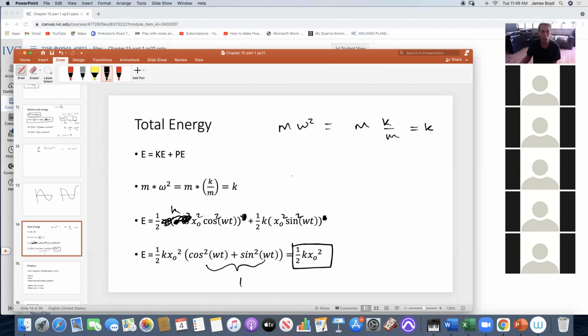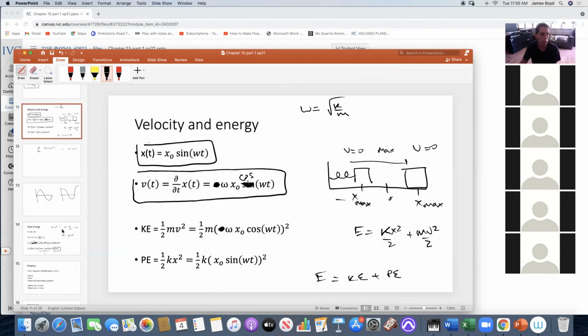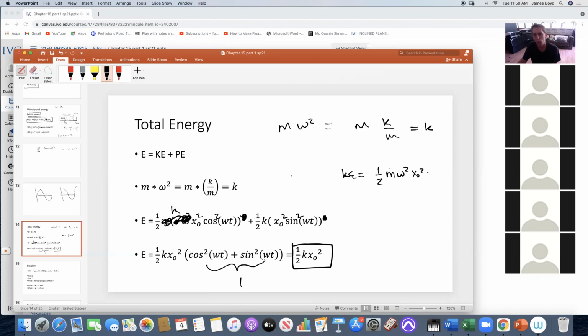But knowing that the kinetic energy is 1/2 m omega squared x naught squared cos squared omega t, and the potential energy at any time is 1/2 k x naught squared sine squared omega t, you can just plug in t and find what the kinetic energy or the potential energy is at any time.